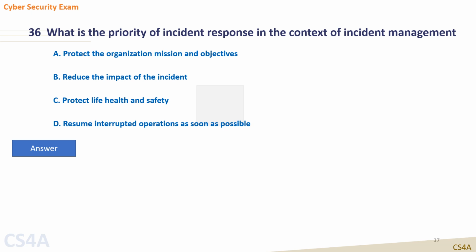So the question states a priority of incident response. This is the most important priority in incident response management. So, and resume interrupted operations as soon as possible. These are all important, but that is not the priority. So the priority is protecting life, health and safety. So the answer is C.